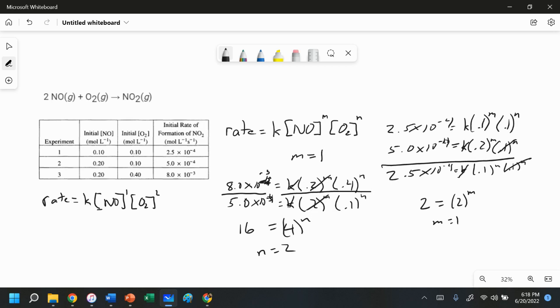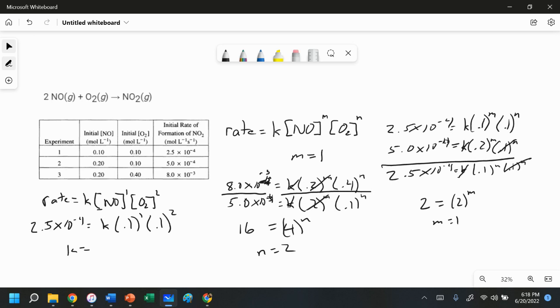The last thing we can do is solve for K, and the way we can solve for K is simply to substitute in one of our experiments. It doesn't matter which experiment, because this equation is true for all these experiments. Substitute in the data for one of the experiments and solve for K. So we'll just do experiment 1. The rate is 2.5 times 10 to the negative 4 equals K times the concentration of NO, 0.1 to the first power, times the concentration of O2, 0.1 to the second power. And so we want to just mathematically solve for this value of K.